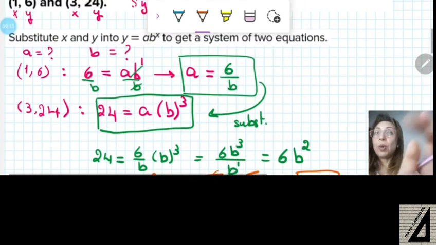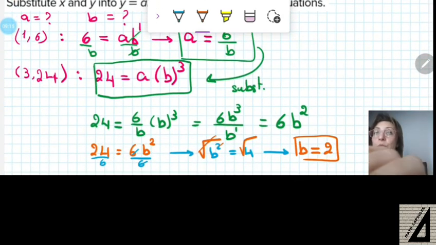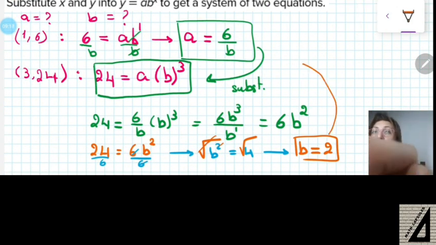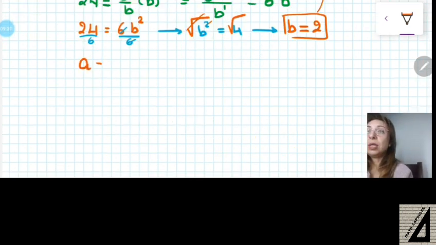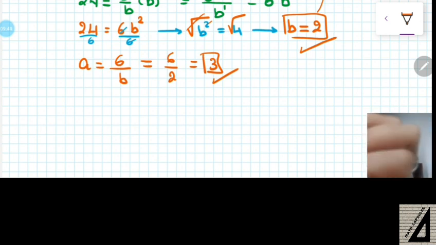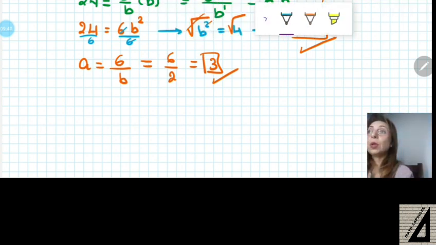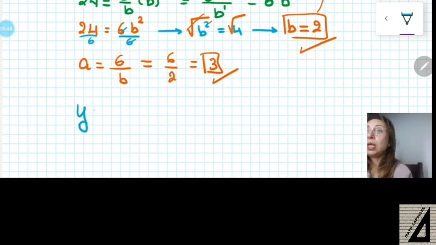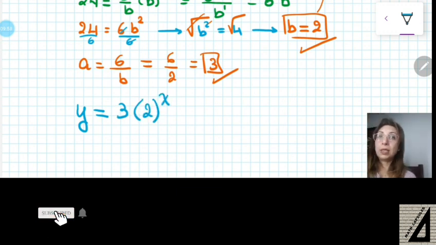To find a, I'm going to substitute by b equals 2 in a equals 6 over b. A equals 6 over b, which is 6 over 2, that is a equals 3. Now I got a equals 3 and I got b equals 2. Now we can write the equation, that is y equals a b power x, and a is 3, b is 2, and power x. And this is the final answer.